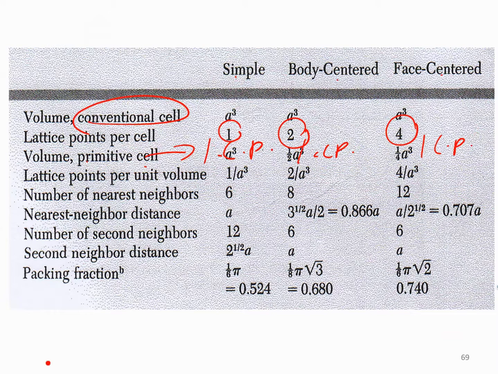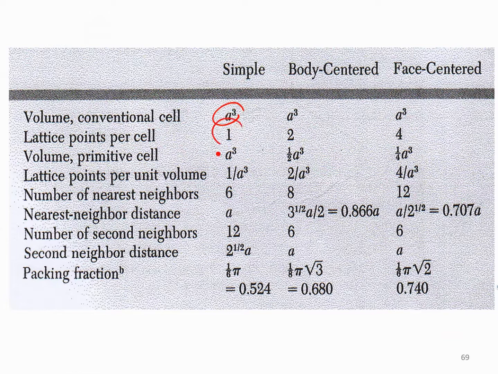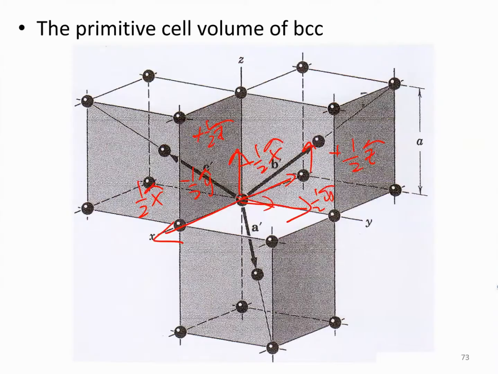Then now we want to know how many lattice points per unit volume. For simple cubic, there's one lattice point and the unit volume is A to the power of 3, so 1 over A cubed. For body center cubic, 2 over A cubed. Face center cubic, 4 lattice points, and the volume is A cubed, so 4 over A cubed. This is the simplest way.